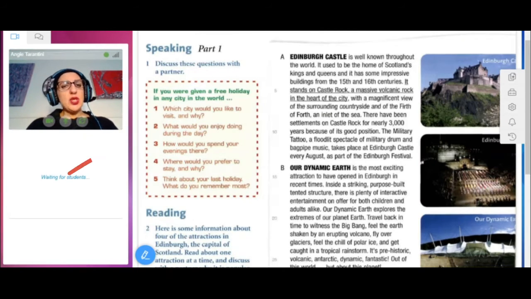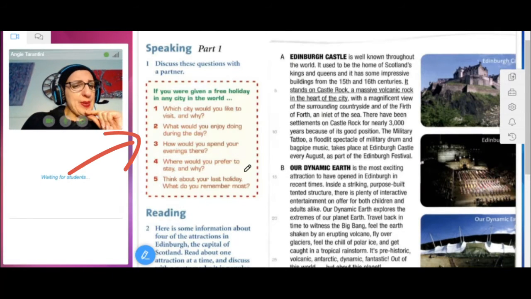So if you were given a free holiday in any city in the world, which city would you like to visit and why? What would you enjoy doing during the day? How would you spend your evenings there? Where would you prefer to stay and why? Think about your last holiday. What do you remember most?